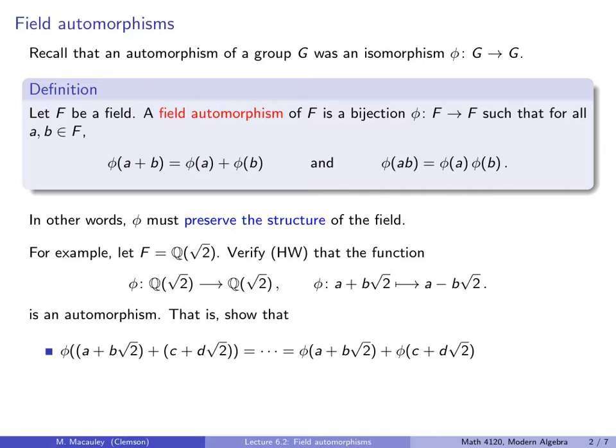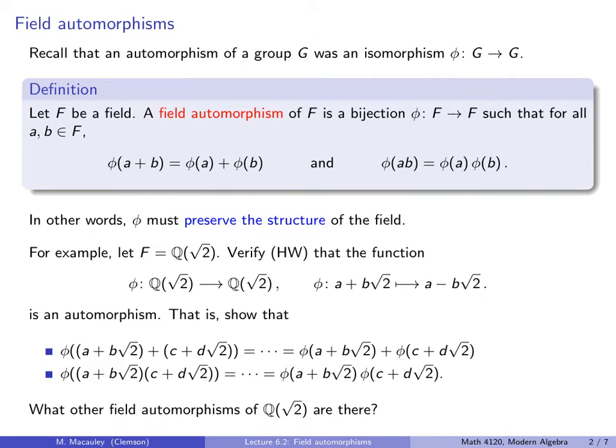Next, you need to show that it is a multiplicative homomorphism. In other words, that phi of A plus B root 2 times C plus D root 2, so multiply these things out, apply this function, in other words, swap the sign of everything in front of a root 2, and show that that is equal to phi of A plus B root 2 times phi of C plus D root 2. And you also need to show it's a bijection, but I claim that that's clear. It's very clear that this function is not only onto, everything on the right-hand side gets hit, but also that it's one-to-one.